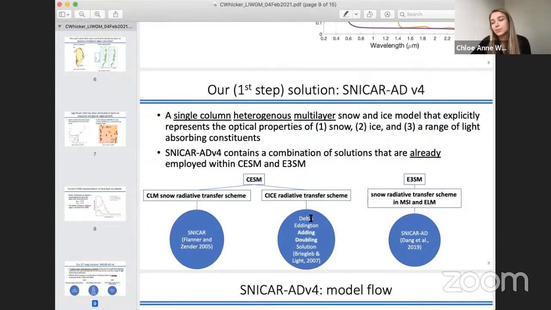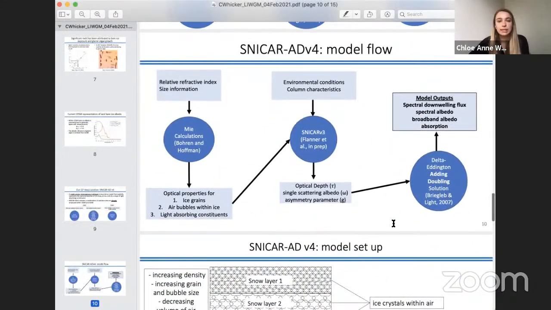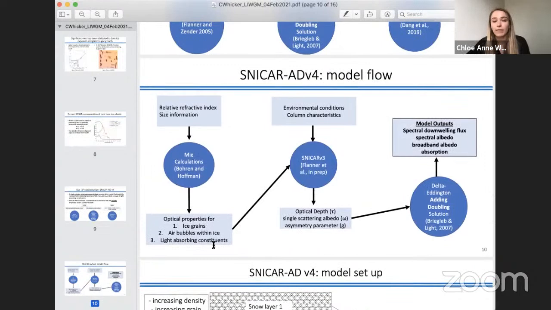This is currently used in the sea ice radiative transfer scheme to calculate the fluxes and albedo of sea ice, snow and ice columns. And within E3SM, we have SNICAR-AD, which is a predecessor to our model, which is currently called for the snow radiative transfer scheme in both the land and ice model. So SNICAR-AD pulls all these things together. First, we calculate the optical properties of our ice grains, of air bubbles within an ice medium, and then of light absorbing constituents that are relevant for the area we're looking at. We put those things into SNICAR v3 and run.